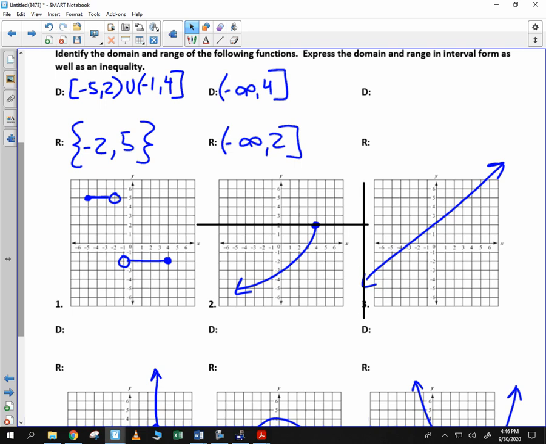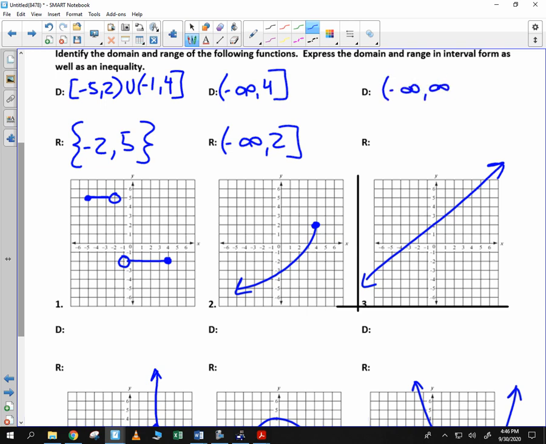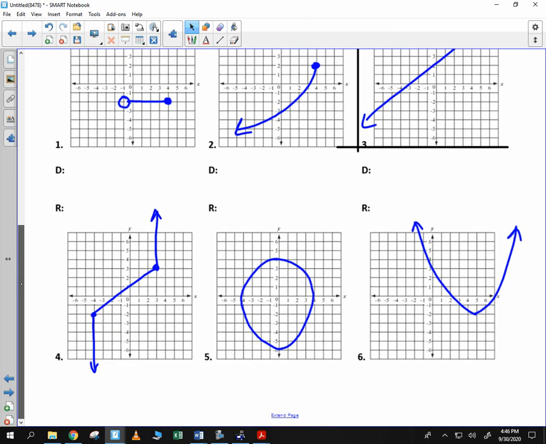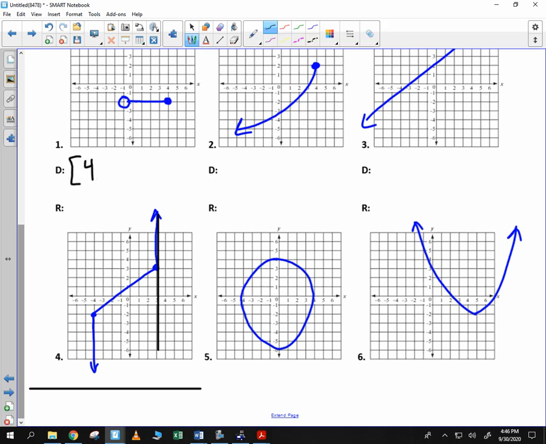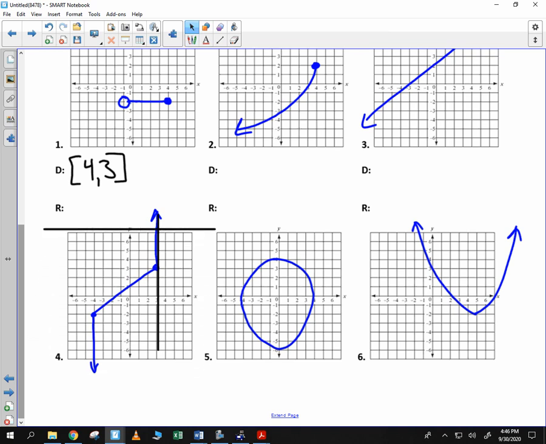For this line, always going to cross this vertical line here. So same thing with this horizontal line. So domain and range are both all real numbers from negative infinity to positive infinity. For this next one, you can see I don't pick up values until I get to 4. And then I keep values all the way until I get to 3. And for the range, I'm always going to have values down here, here, here, arrow pointing up. We're going to have values up there. So the range is going to be from negative infinity to infinity.